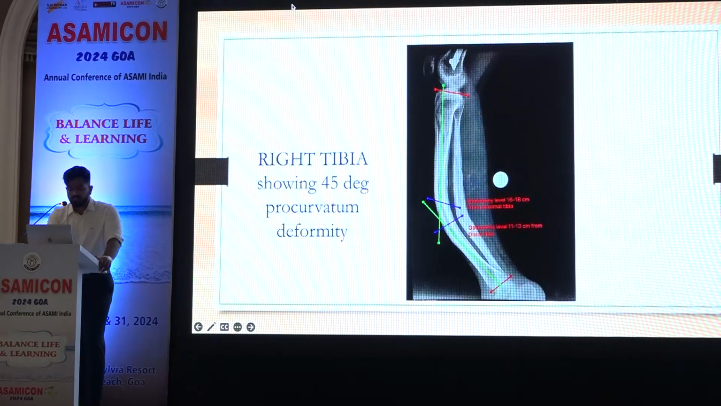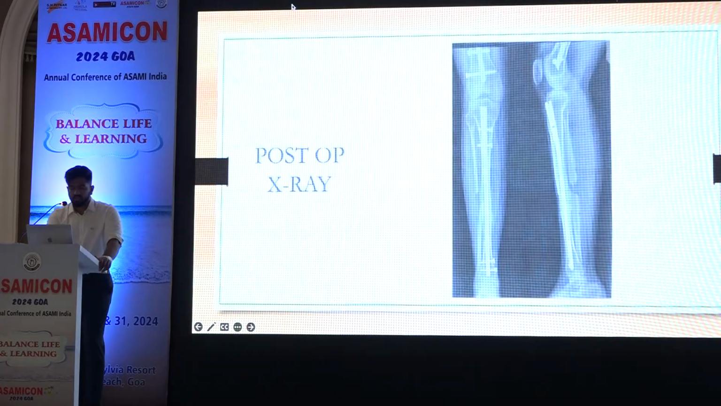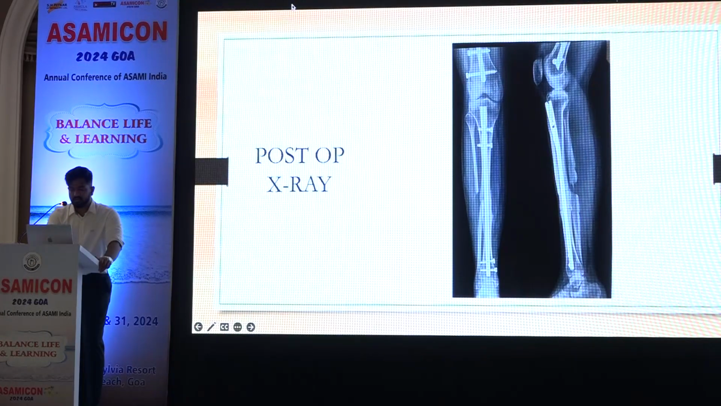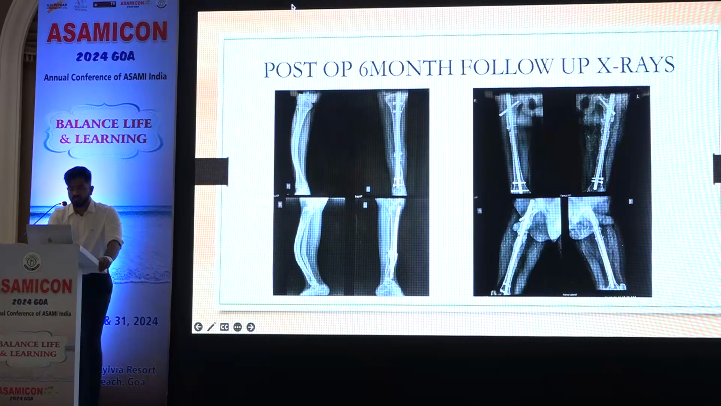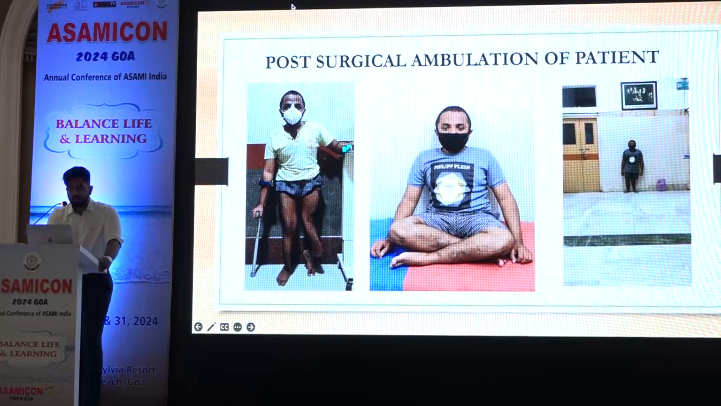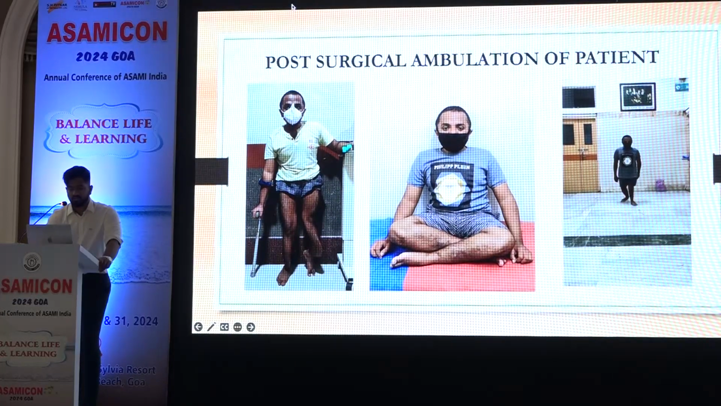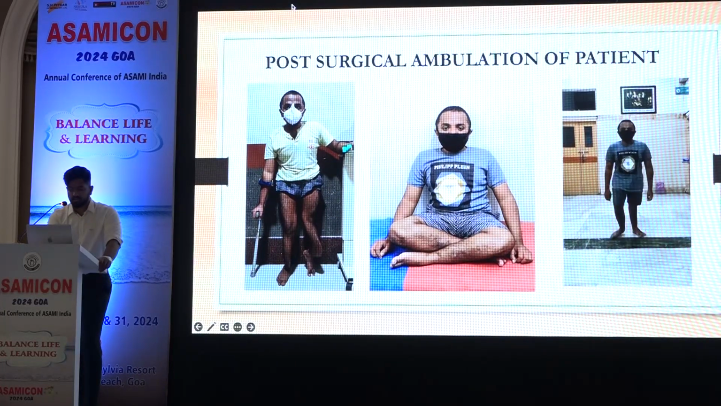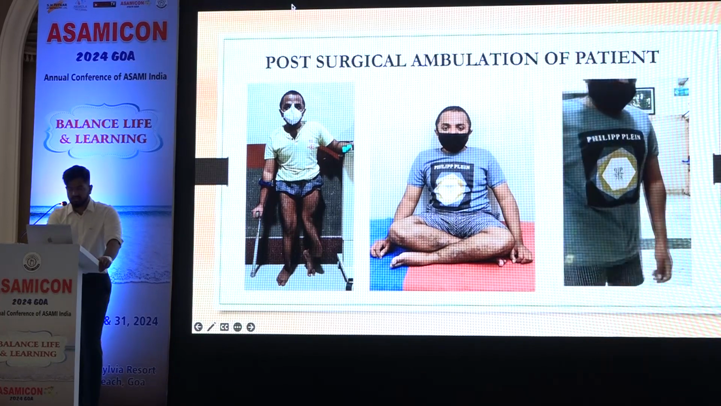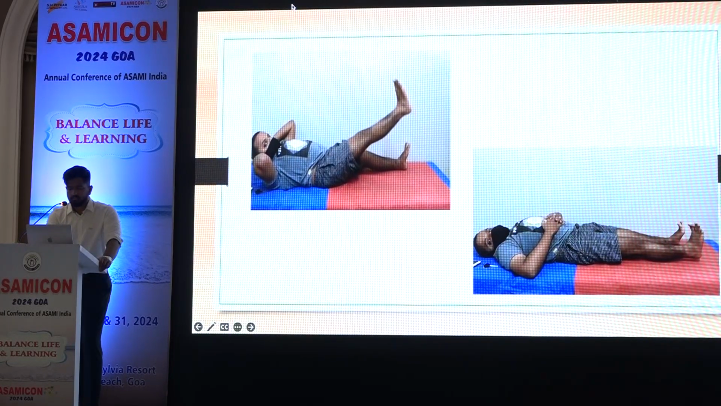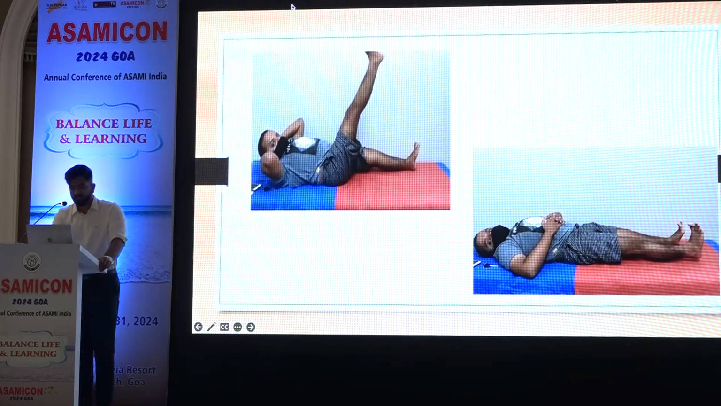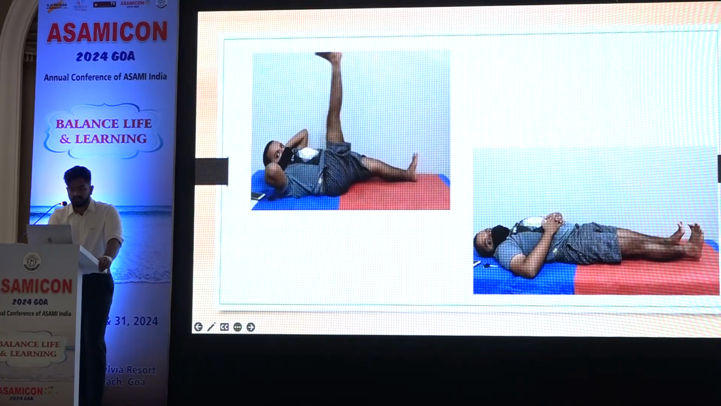This is the right tibia, which also had a procurvatum deformity, which was again corrected by intramedullary interlocking nails. This is a post-op 6-month follow-up X-ray of all the deformities. This is a video of the patient able to walk on his own after the combination of the 4 procedures. This is the improvement in the range of movement of the patient.